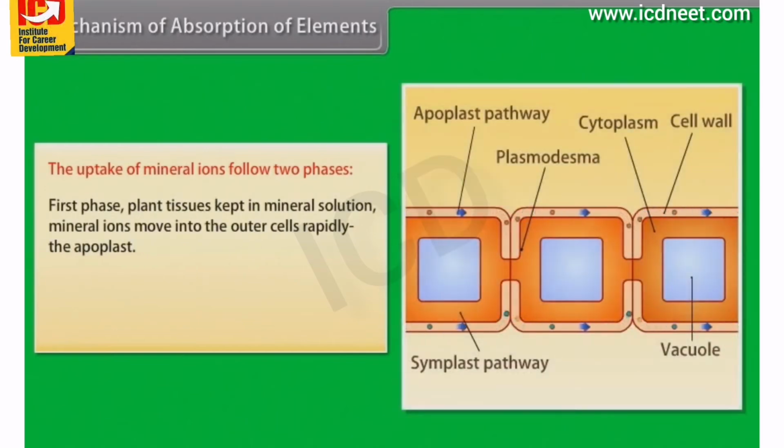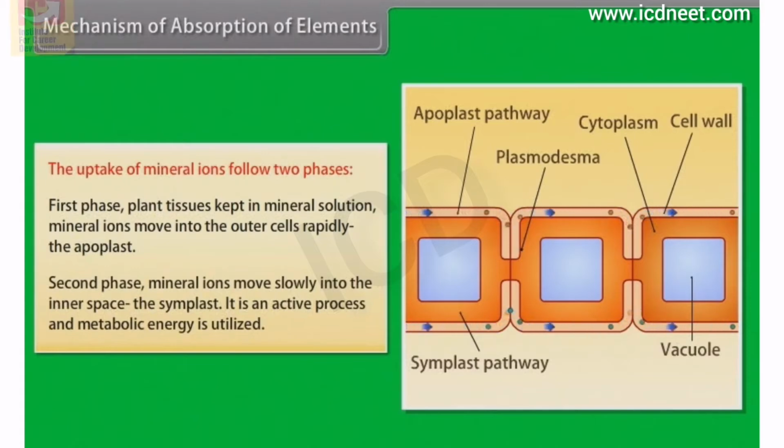First phase. Plant tissues are kept in mineral solution. Mineral ions move rapidly into the outer cells, the apoplast. Second phase. Mineral ions move slowly into the inner space, the symplast. It is an active process and metabolic energy is utilized.